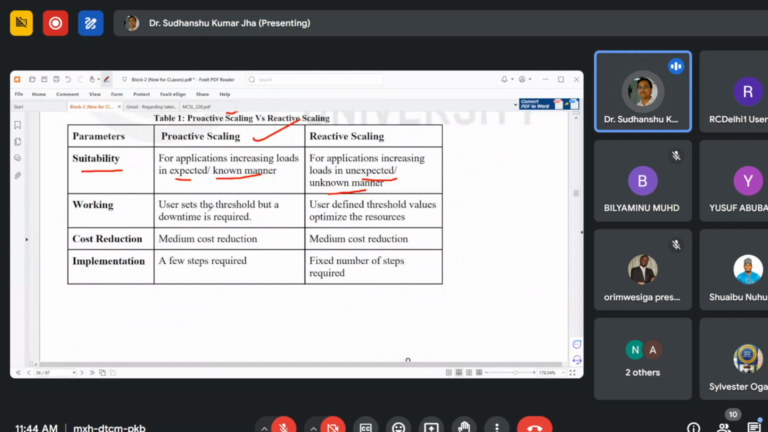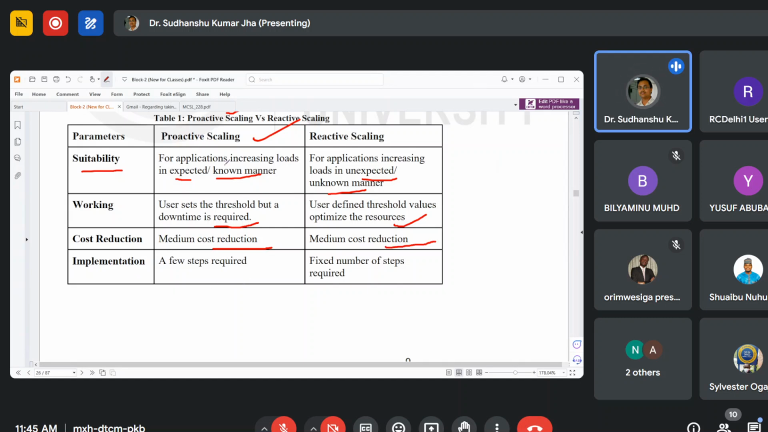Working: you just set the threshold, but downtime is required because you need to set the threshold for that amount of time for the prediction and the calculation. You require some kind of downtime so that you may set the new checkpoints. Whereas in the case of reactive, you use a defined threshold value and optimize the resources. Cost reduction: in the case of proactive, it is a minimum cost reduction. Reactive is a medium cost reduction.